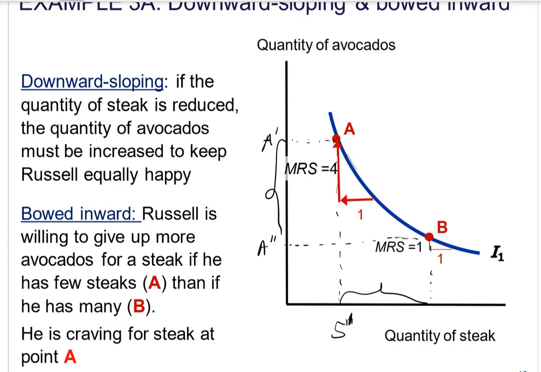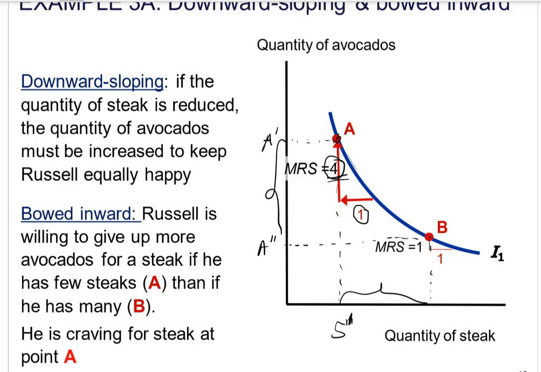So Russell would be equally happy at point A or B because whatever he's lost is being compensated by whatever he's gained here. Now, bowed-inwardness is an interesting property. Because Russell at this point has a lot of avocados, he will be happy to exchange avocados for an additional unit of steak. In this case, the marginal rate of substitution is equal to 4, which means that to gain a unit of steak, he's going to give away 4 units of avocado.